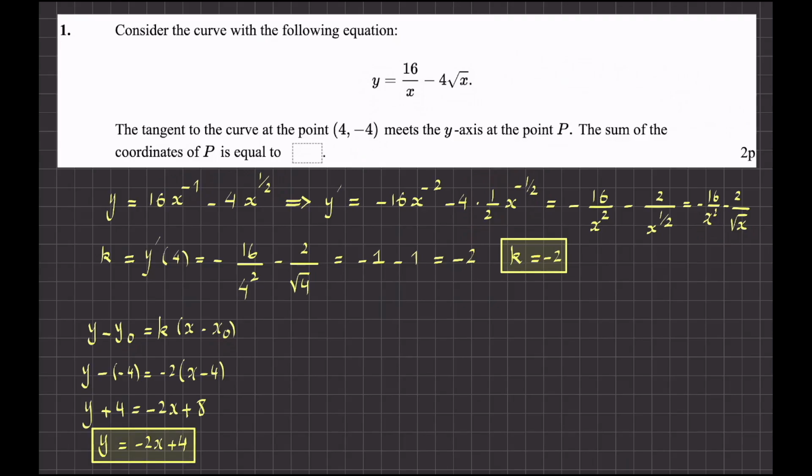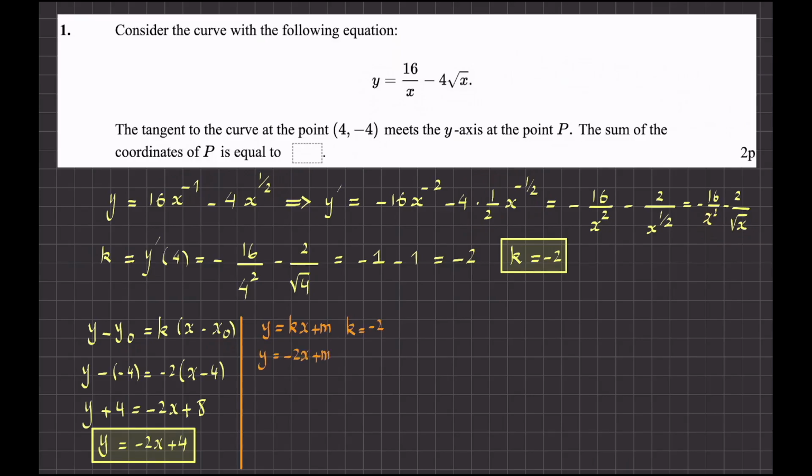Okay, but for the tangent line, I can do another way. So let me write it with a different color. So this is method 2 for finding the tangent line. So I would say that the equation of the tangent line is of this form. We got k is -2, so y becomes -2x plus m.